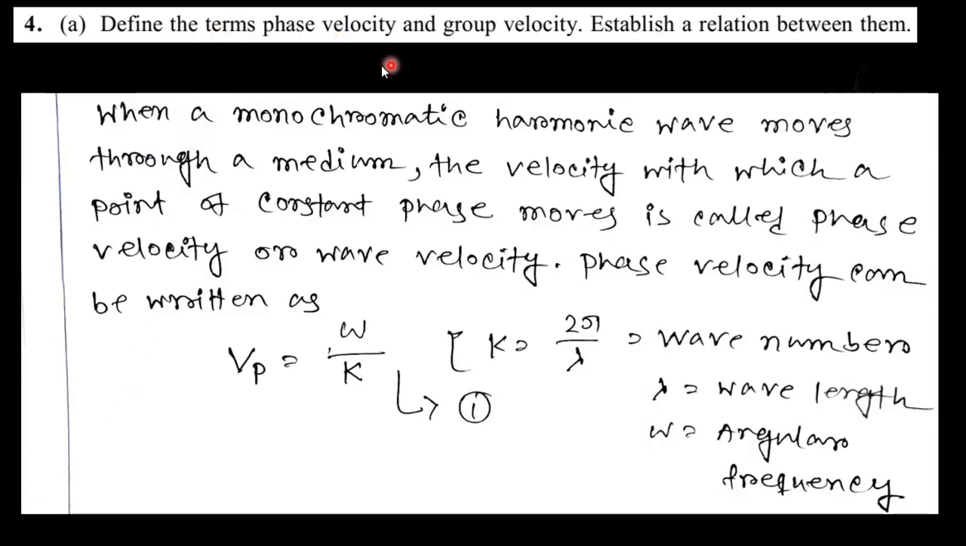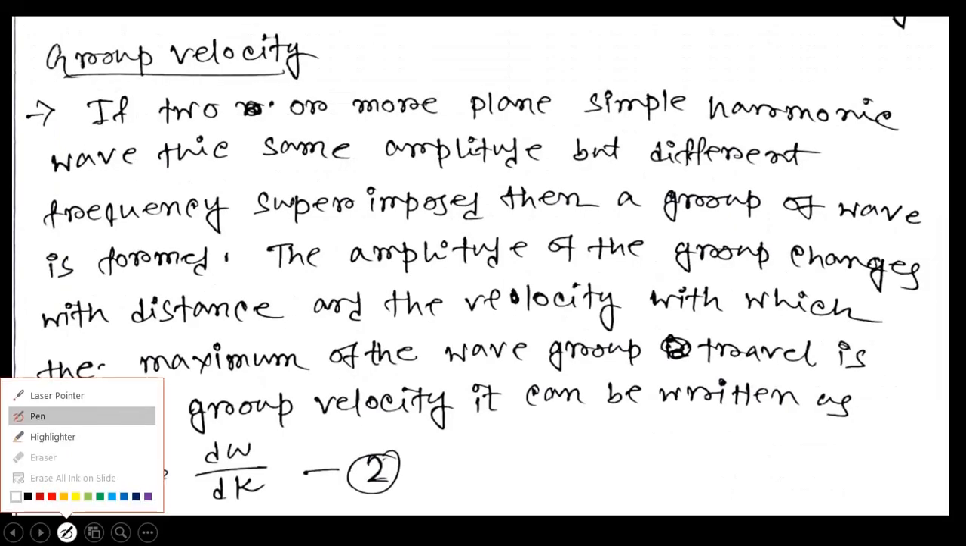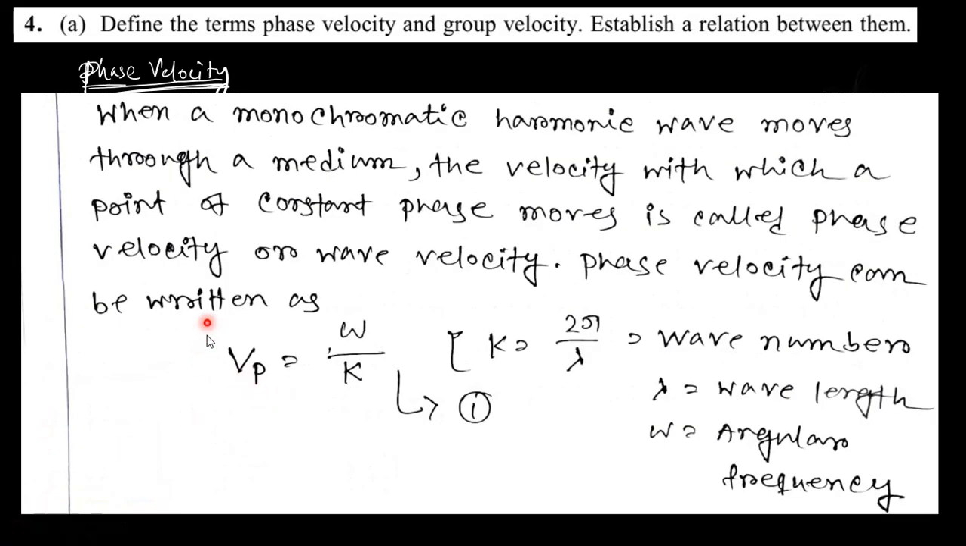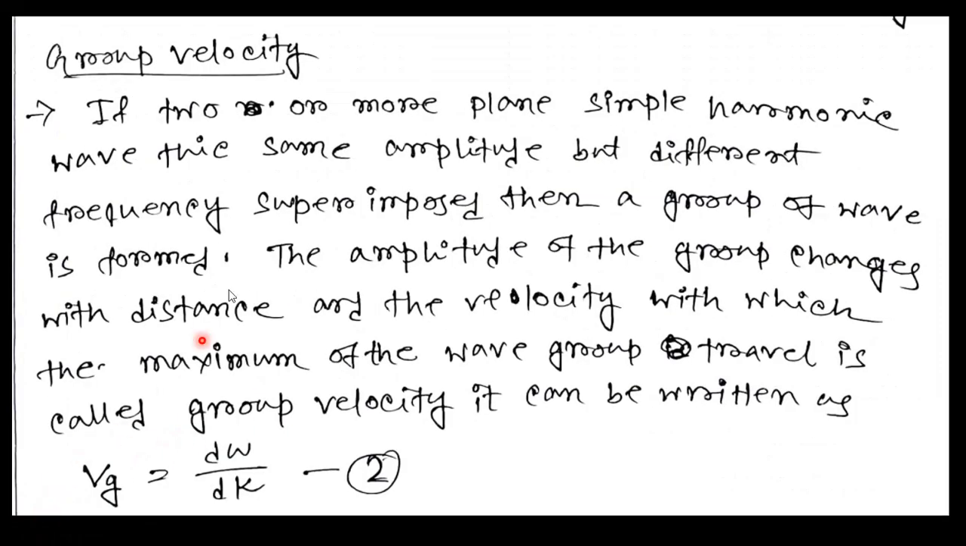Define the terms phase velocity and group velocity, and establish the relation. Phase velocity is nothing but the velocity of the individual wave, and group velocity is the velocity of the amplitude envelope. The phase velocity can be written in this formula, omega by k, and the group velocity is d omega by dk.